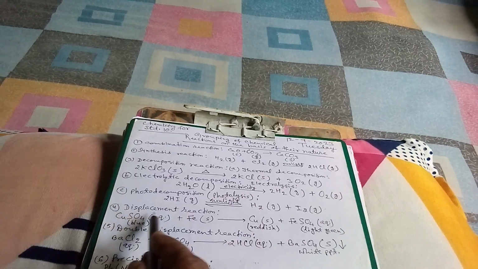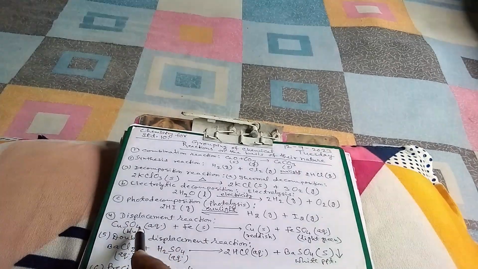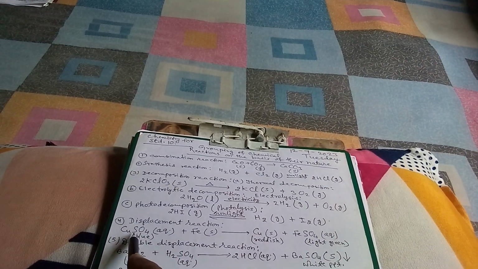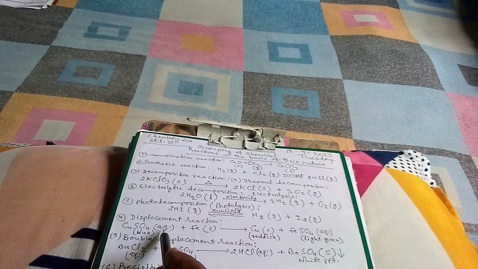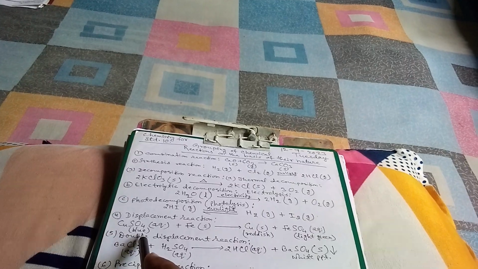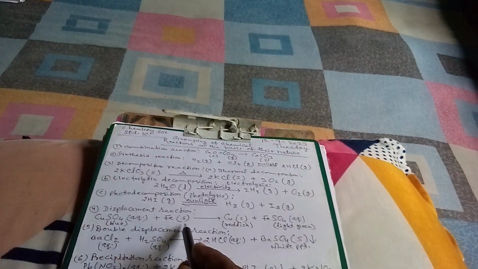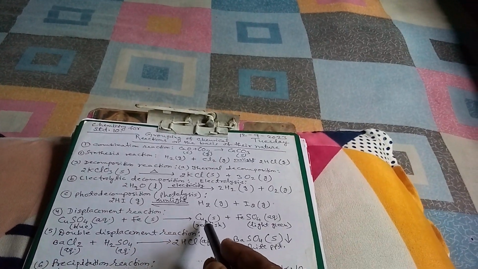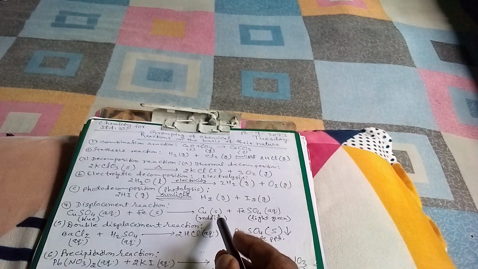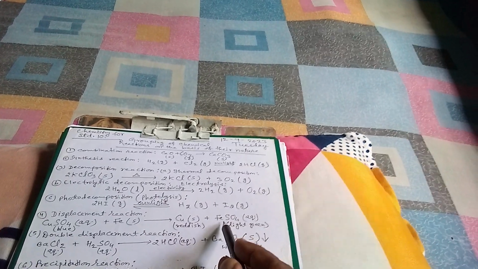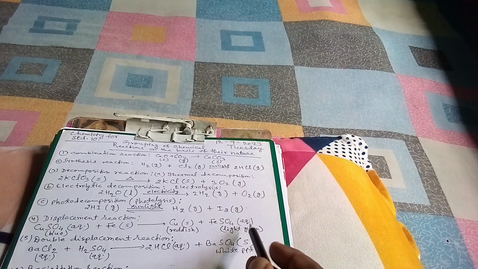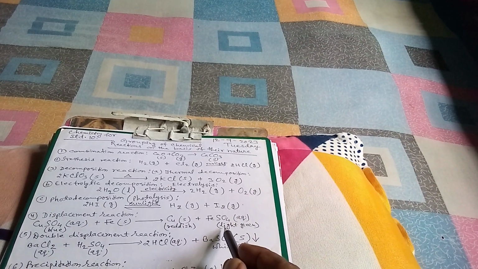The fourth type of reaction is displacement reaction. Here, copper sulfate, which is aqueous in nature and blue in color, reacts with iron, which is a solid, and it gives copper, which is a solid and reddish in color, and ferrous sulfate, which is aqueous and light green in color.